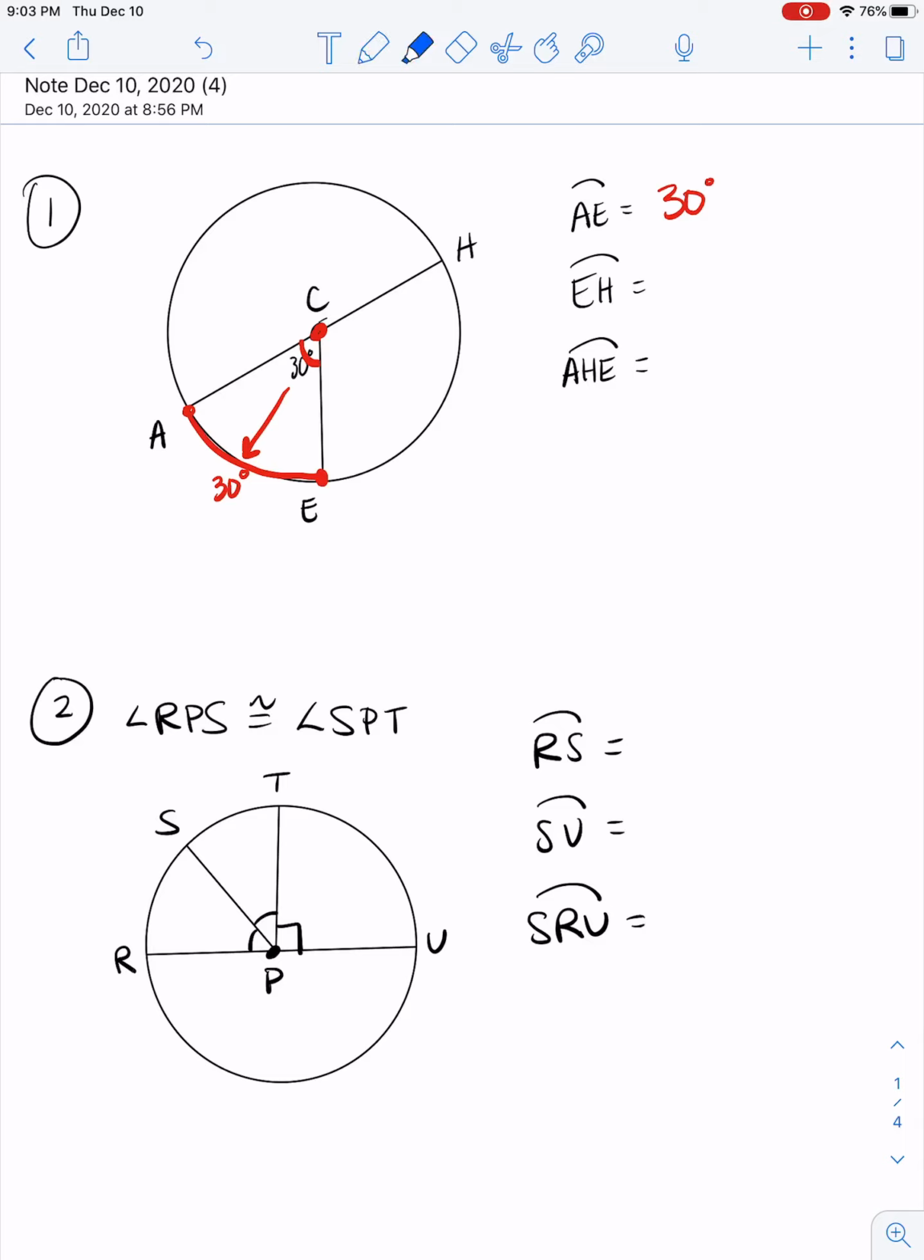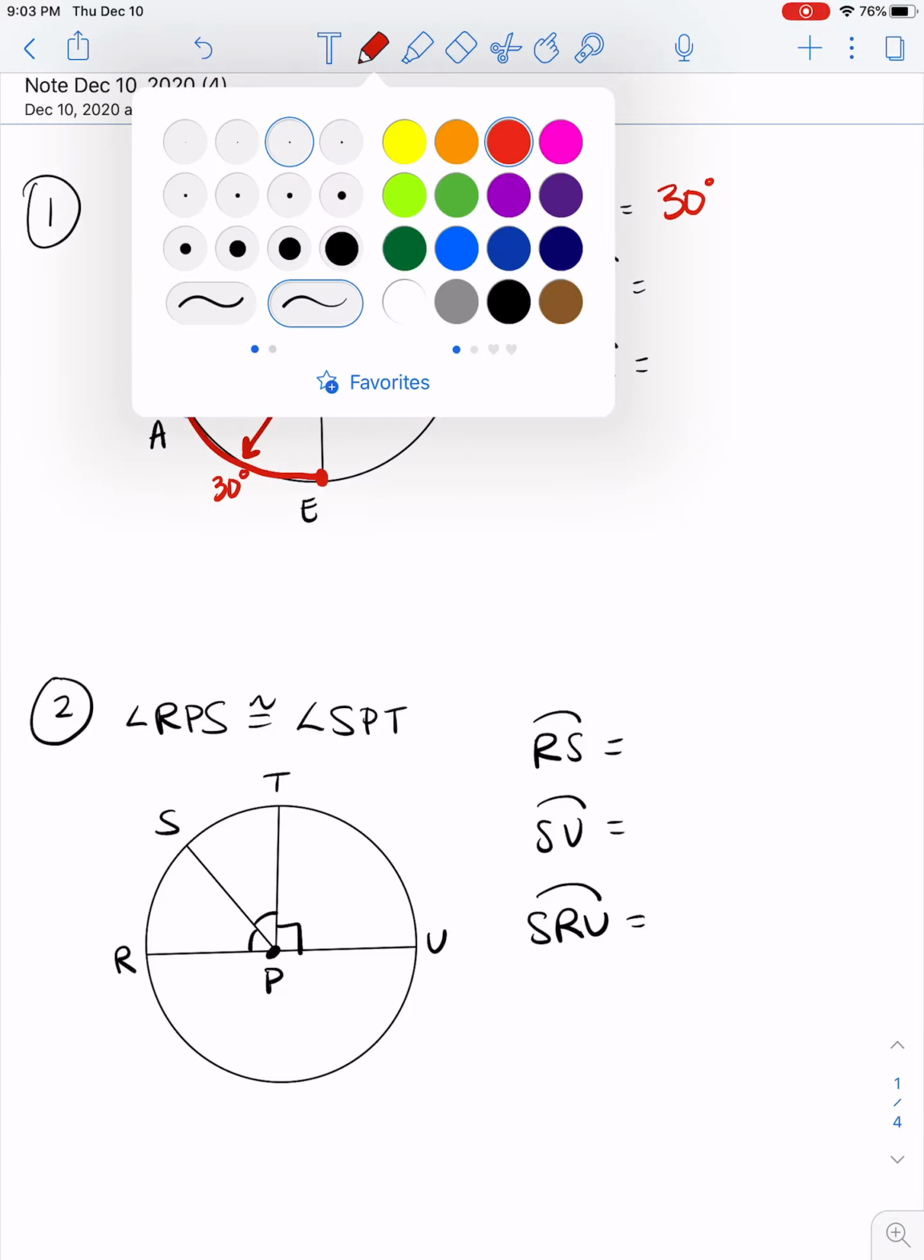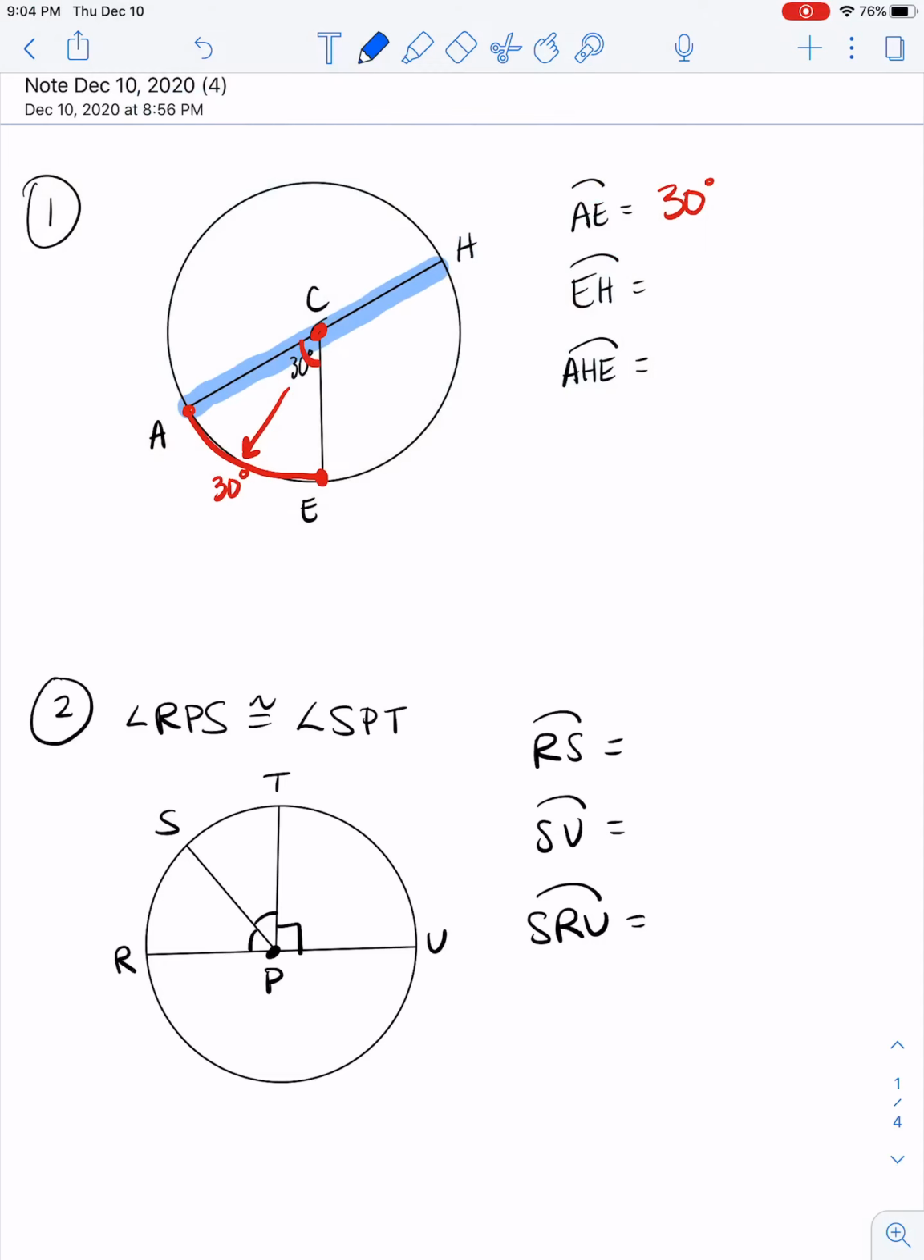Then I also know that from A to H, since it goes through the center of the circle, that's what we call a diameter. Since it's a diameter, it cuts the circle in half. And half of a circle is 180 degrees. So from A all the way around to H this way, or from A all the way around to H this way, those are both 180 degrees, okay?